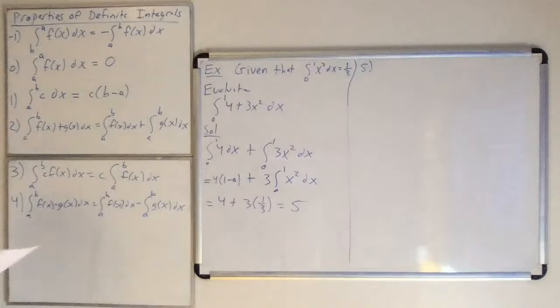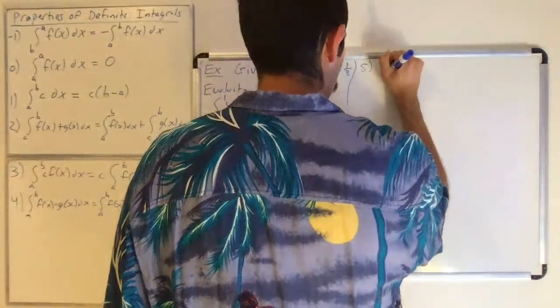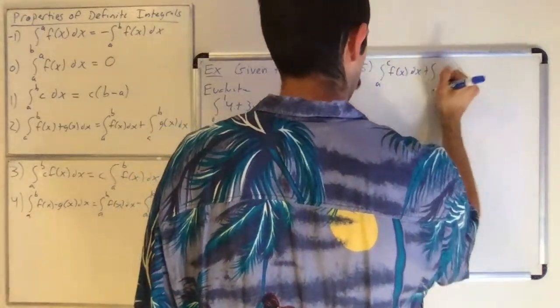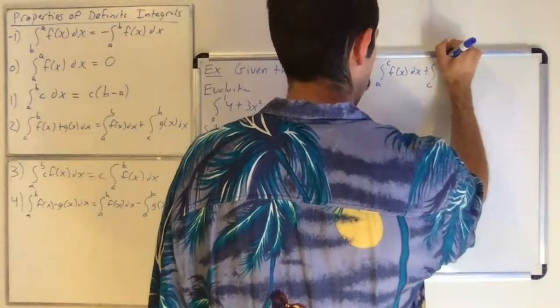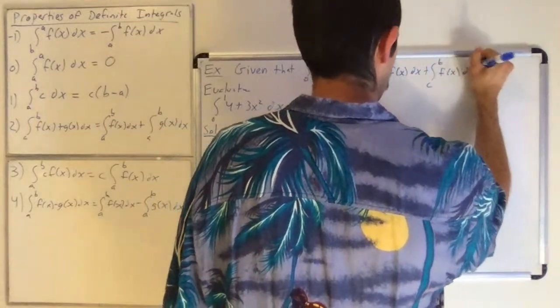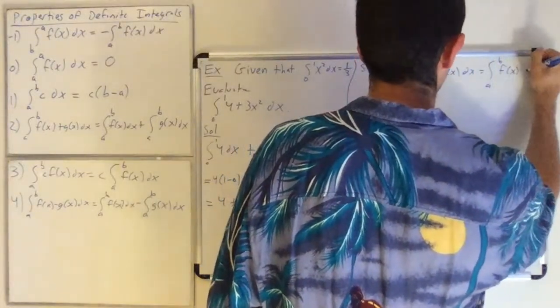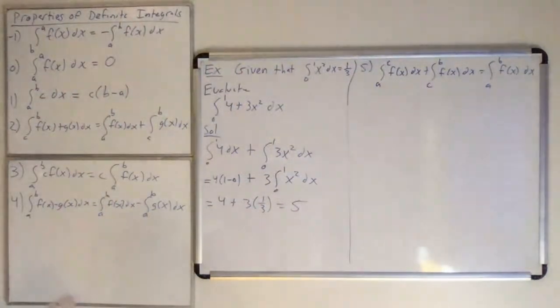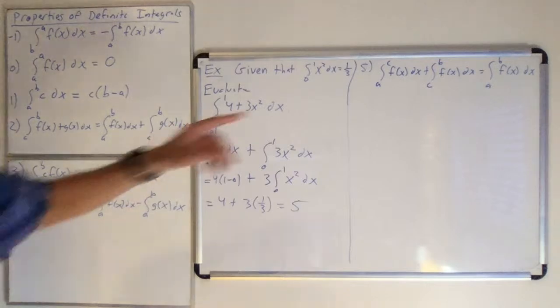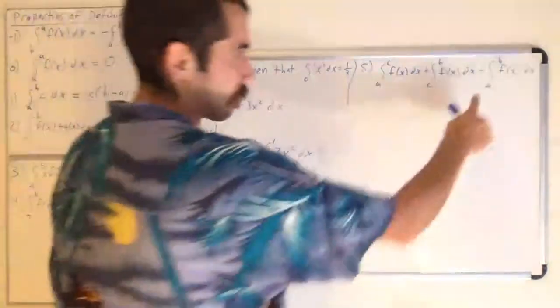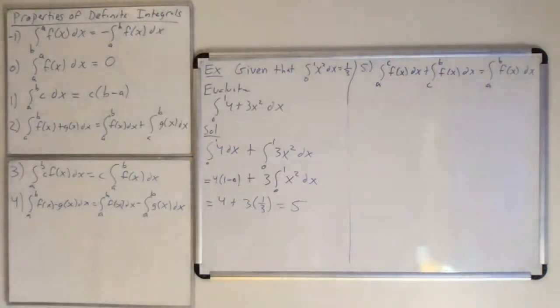So number 5 says the integral from a to c of f of x dx plus the integral from c to b of f of x dx is equal to the integral from a to b of f of x dx. Okay, so if you go from a to c and then c to b, that's the same thing as just going from a to b. So if you make a pit stop along the way, it doesn't affect the entire integral.